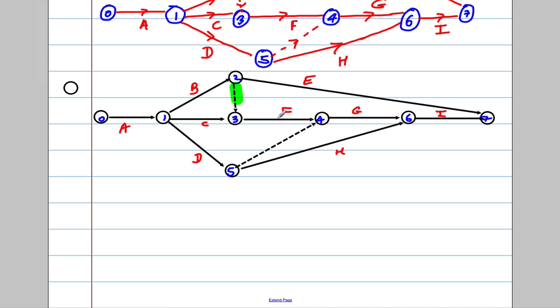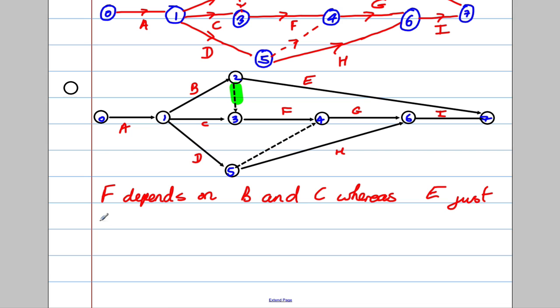Well, the point of that dummy is because F depends on C and B, whereas E just depends on B. So for this dummy here, we would say that F depends on B and C, whereas E just depends on B, therefore dummy. Okay, and what's the point of the other dummy?